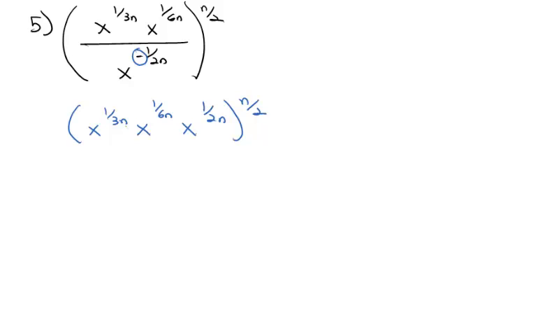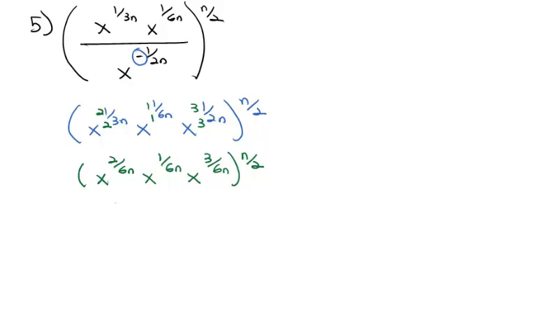All the denominators have n, so we'll look at the 2, 6, and 3. Common denominator there is going to be 6. So we're going to multiply by 2 over 2, 1 over 1, and 3 over 3. And that's going to give us x to the 2 over 6n times x to the 1 over 6n times x to the 3 over 6n to the n over 2.